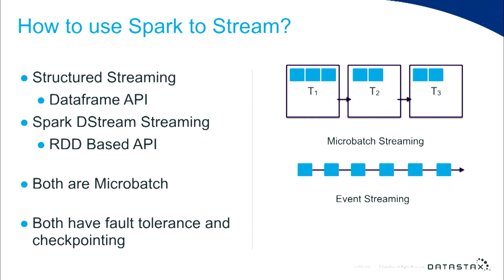So Spark can be used to stream with two different APIs. They kind of mirror the data frame and RDD API. So structured streaming is the new API, which mirrors the data frame API, while the old streaming API is called DStreams. And again, you probably won't see that as much anymore. At the moment, both of those are micro-batch streaming techniques, which means they group up many events as they come in and then process them in small groups. But both APIs have fault tolerance and checkpointing methods and optimizations built into them.